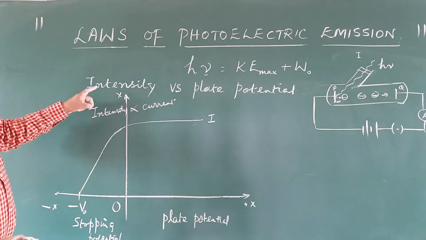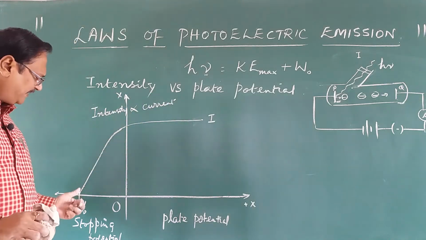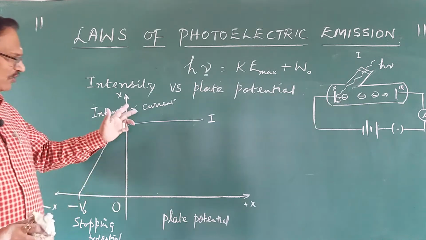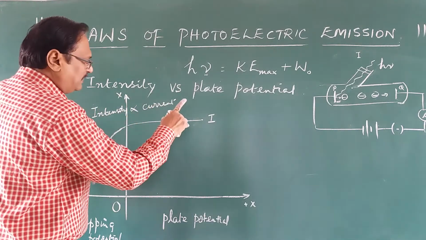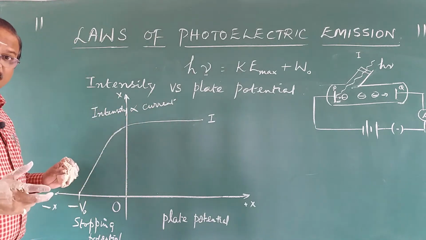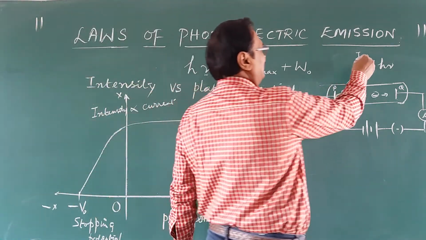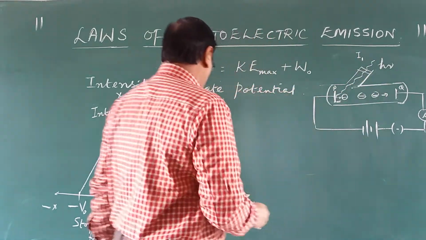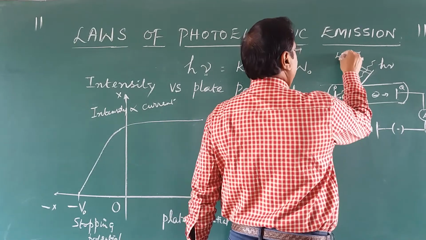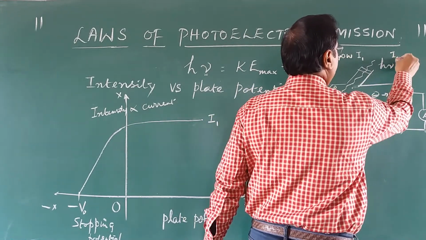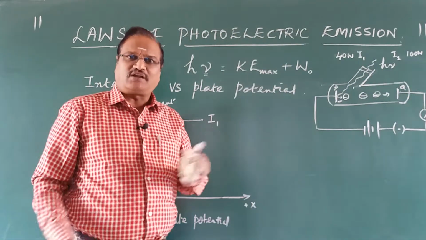So this is for when intensity is constant, for a particular metal. This graph represents only a particular metal. Now, what is going to happen? I am going to increase the intensity. Let us say this intensity is I1, 40 watts. Now I am going to come to another intensity, 100 watts. What did we learn in the first law?